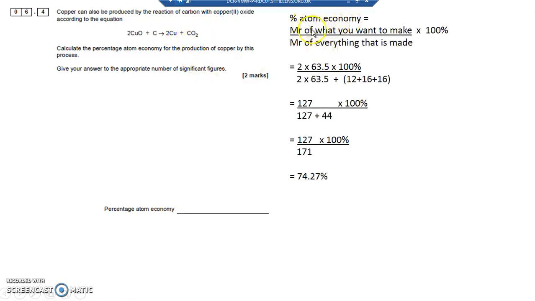Percentage atom economy is the Mr, the mass of what you want to make, divided by the mass of everything that's made, multiplied by 100. So I make 2 coppers. A copper has a mass of 63.5, that's its Mr. So 2 times 63.5 is what I actually want to make, divided by the Mr of everything I make, which is the copper again, 2 times 63.5, add a 12, add 2 16s, 127 divided by 171, multiplied by 100%, 74.27 is my percentage atom economy for the production of copper.